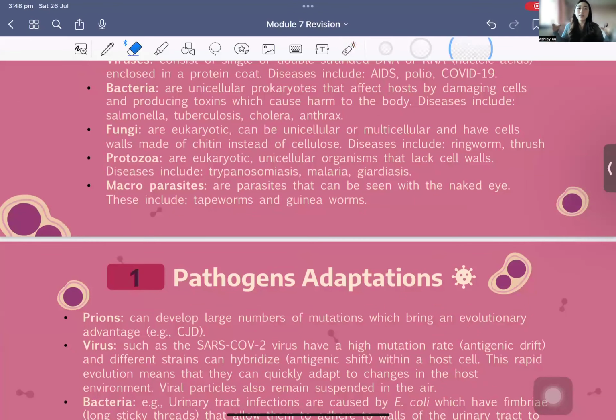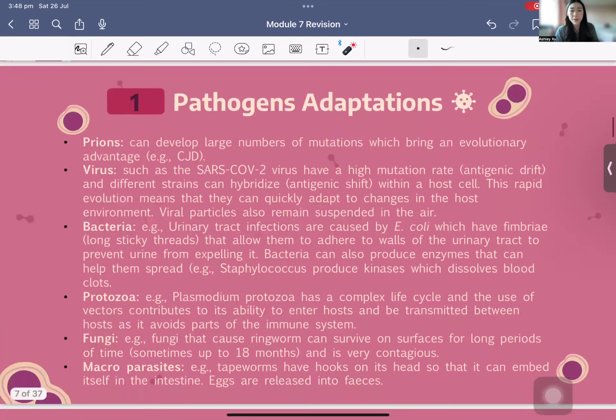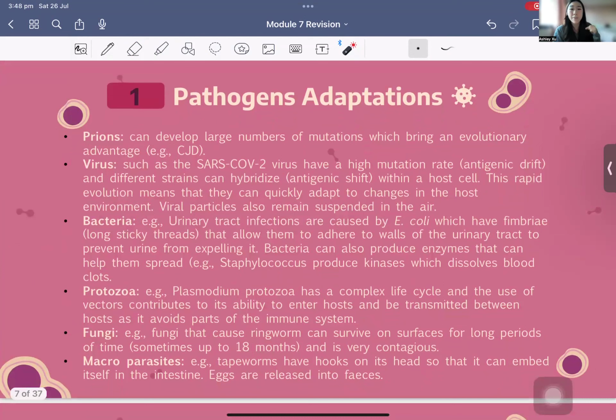Okay, so anything that you can see with the naked eye, they're known as macroparasites. All right, the next syllabus stop point looks at pathogen adaptations. I want you to remember a few, especially for viruses and bacteria. Those two are commonly asked. The rest of them, have a look at this slide and try to remember them.